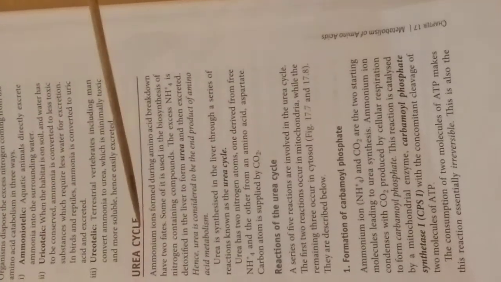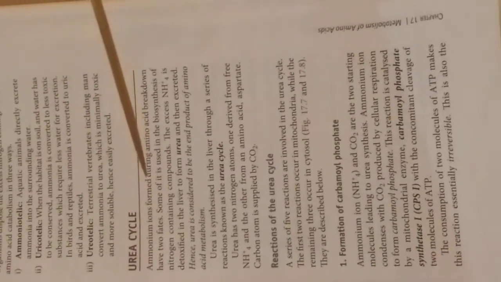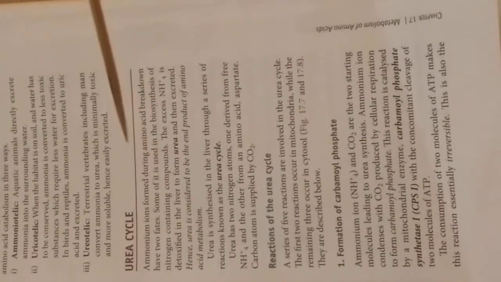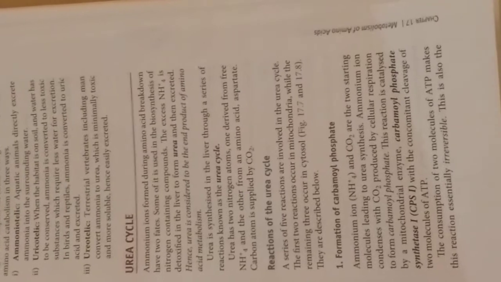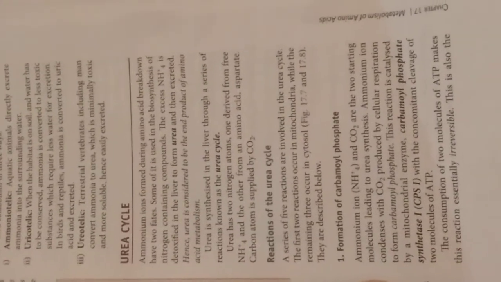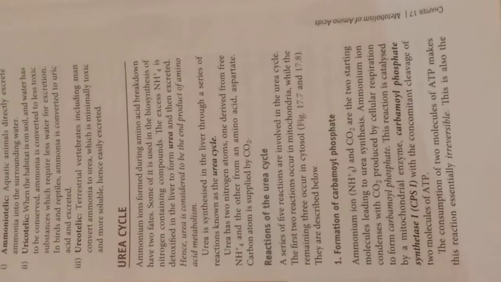So let us see how urea is formed. In the previous video we saw how ammonium is released as a part of amino acid metabolism by the action of deamination. It was first carried out by transamination. The amino group was removed from one amino acid to the keto acid to form another amino acid, and that amino acid upon deamination releases ammonia, isn't it?